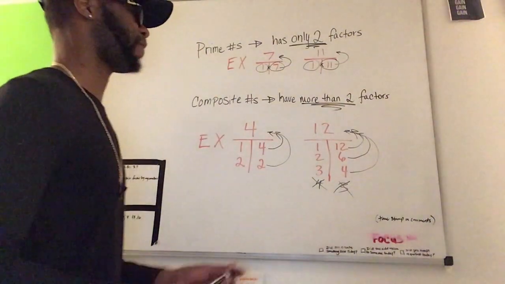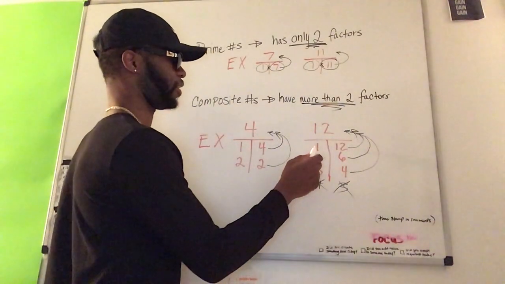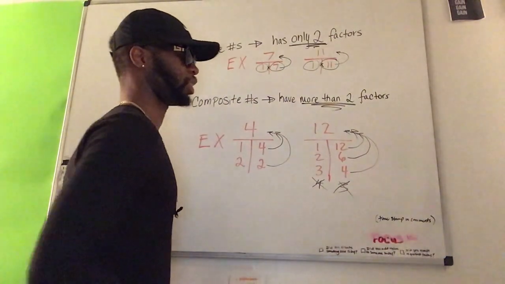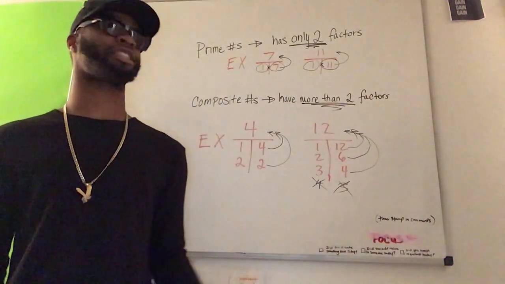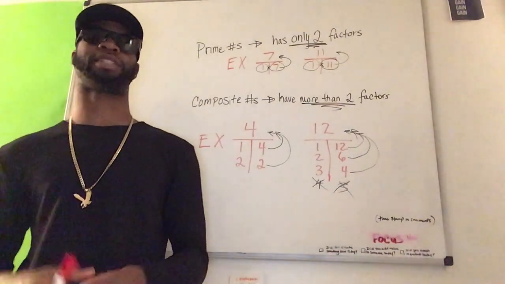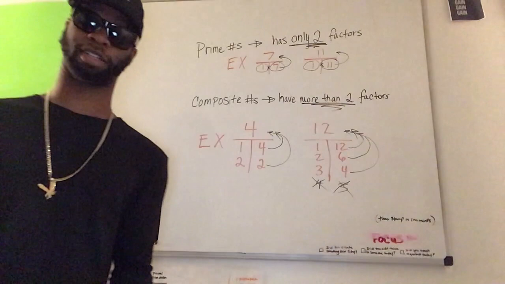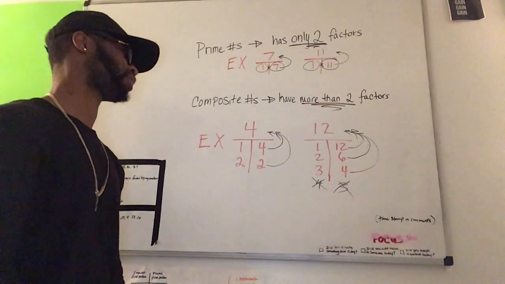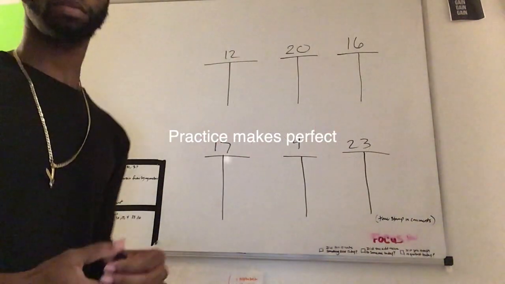So when I count my factors for the 12, I see that I have 1, 2, 3, 4, 5, 6 factors. Because I have 6 factors, that lets me know that the number 12 is a composite number and not a prime number, because prime numbers have only 2 factors. Composite numbers have more than 2. Yeah, that's how that works.